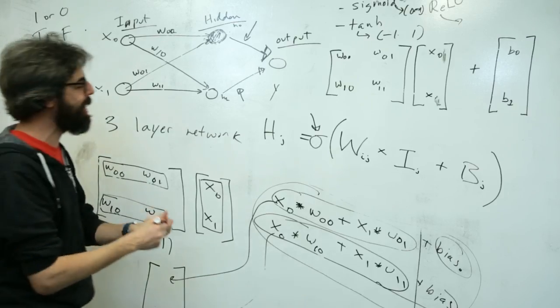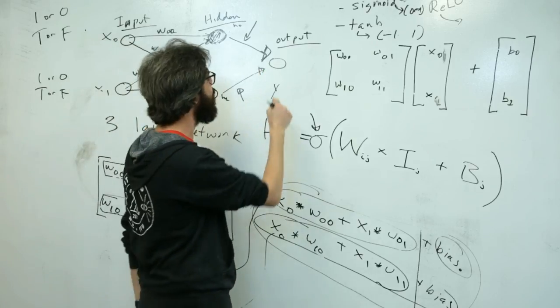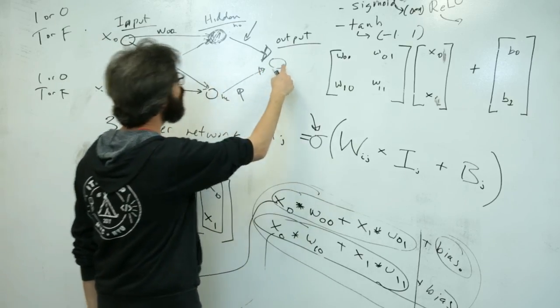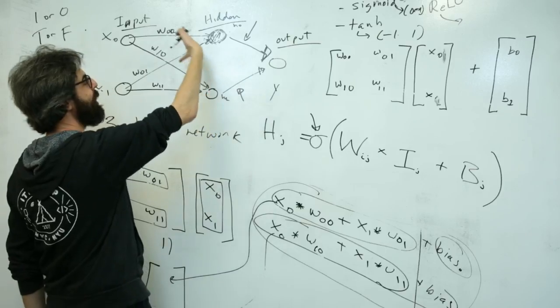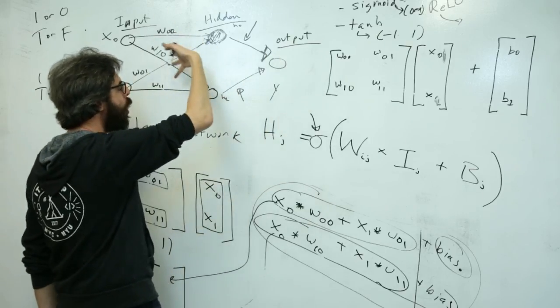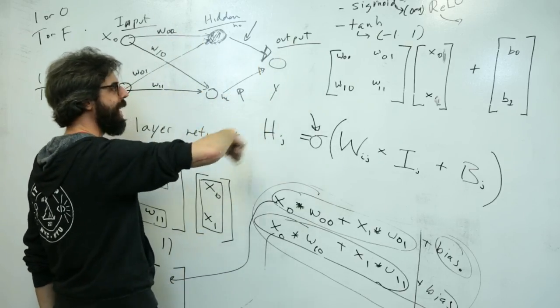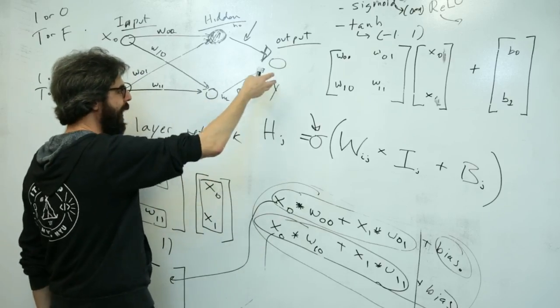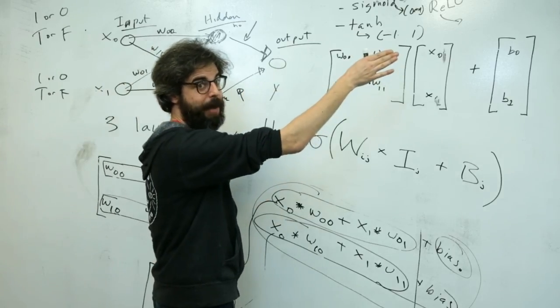But I think I'm now at the point where I can actually take this feed forward algorithm. And by the way, what I'm not mentioning here is this output layer is going to do the exact same thing. It's going to take the weighted sum of all of its inputs, plus a bias, pass it through the activation function, and then give an output.